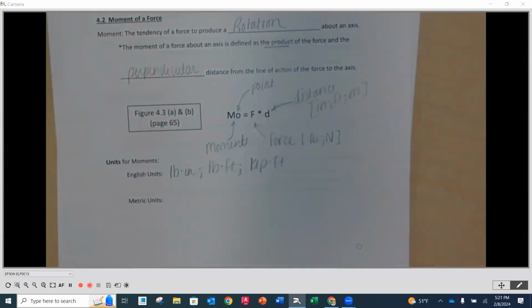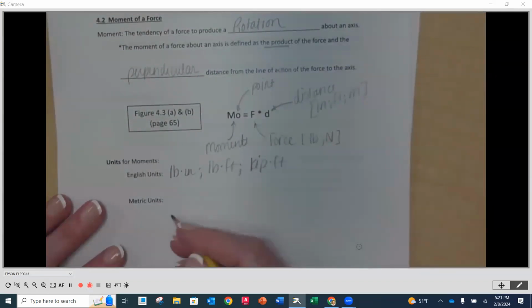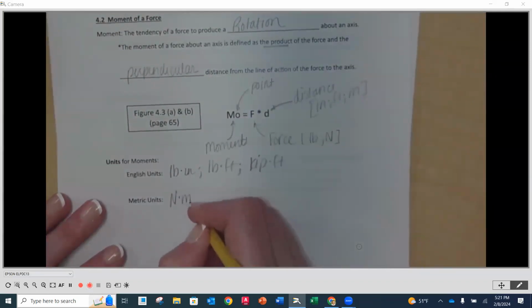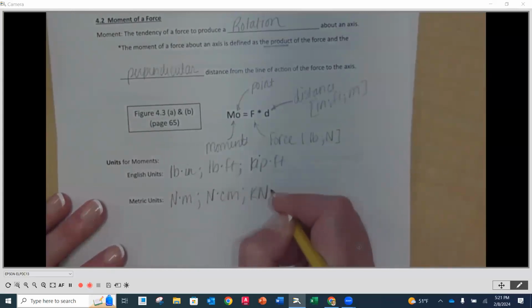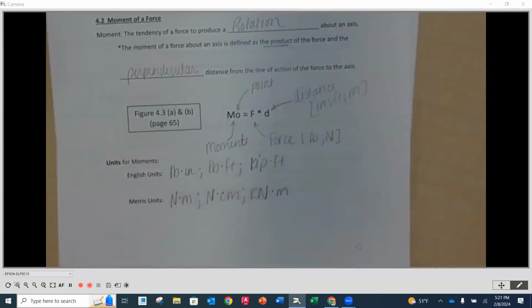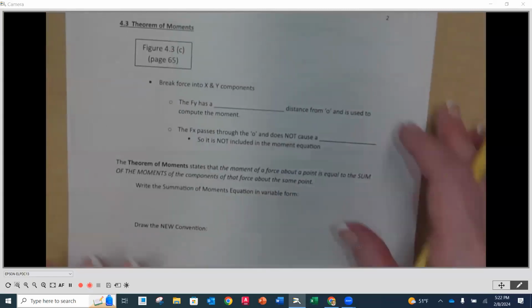So English units. Now remember, a kip is 1,000 pounds, a kilopound basically. So the metric units are going to be newtons times meters, newtons times centimeters, kilonewtons times meters, and you get the idea, right? Multiplied by, not divided. Questions so far? Okay. We're on the page. So we're going to turn over to page 2.